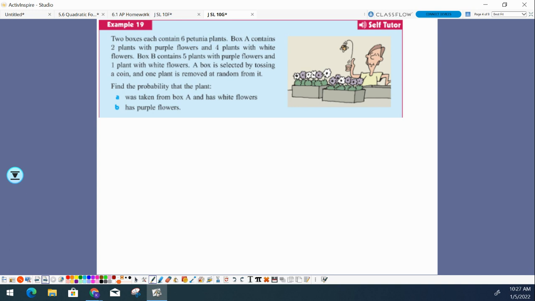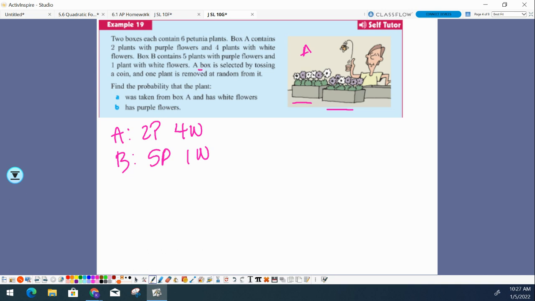All right, so here's our flower box. This one starts out a little bit different. We actually have 2 flower boxes, each containing purple and white flowers. Box A has 2 purple and 4 white, and box B has 5 purple and 1 white.